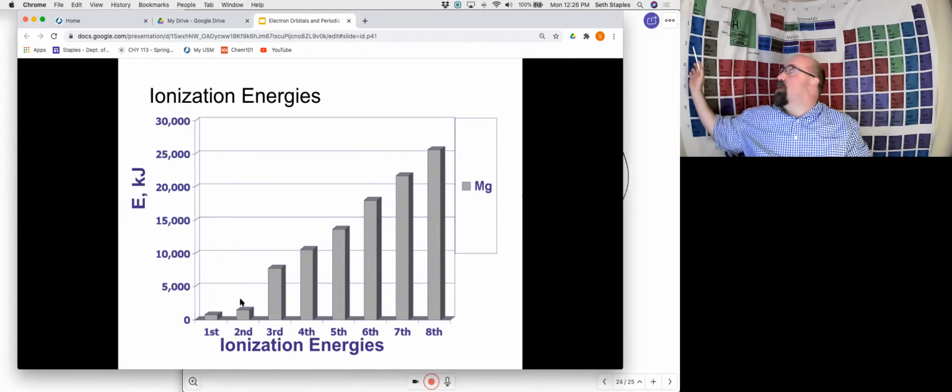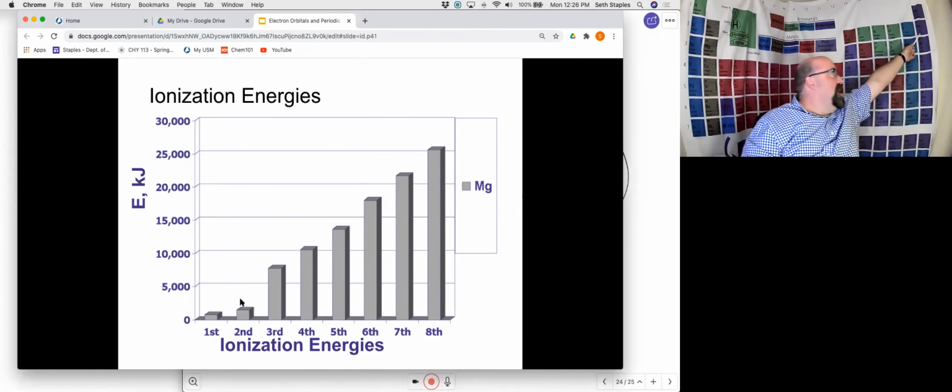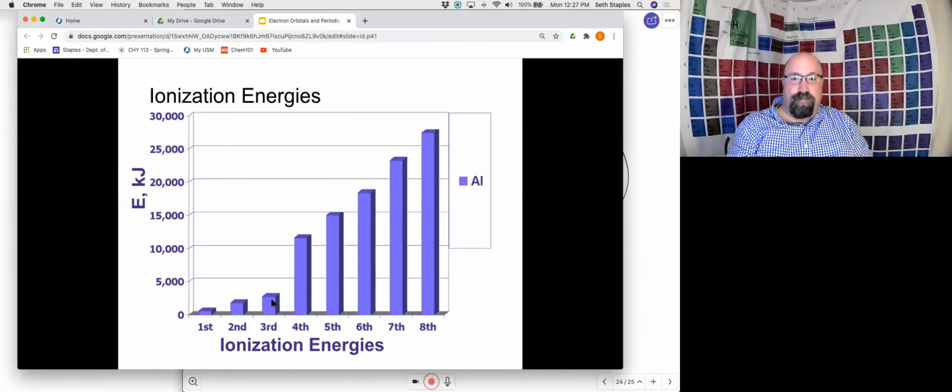Magnesium doesn't take much to remove 1 electron to get it to the same configuration as sodium. It doesn't take much at all to remove another electron, and now it's at the configuration of neon. So to remove one more now takes a lot of energy. We see this all through the table. Same thing happens with aluminum. So we can use this to predict what group an element is in.